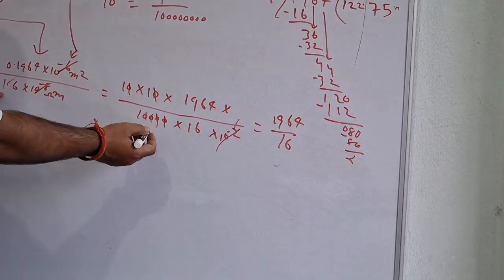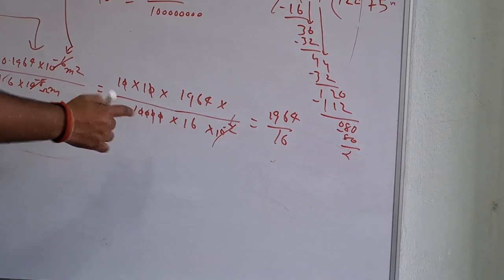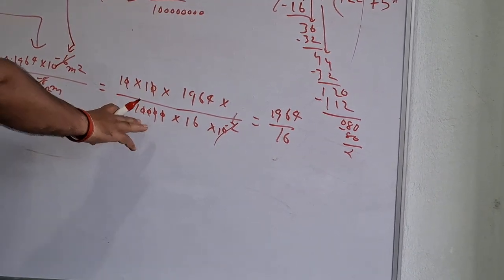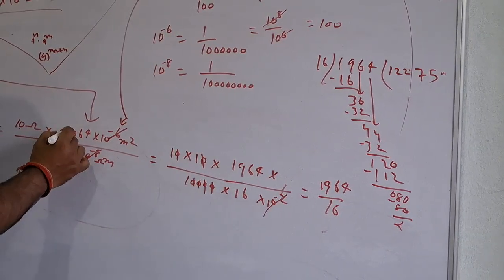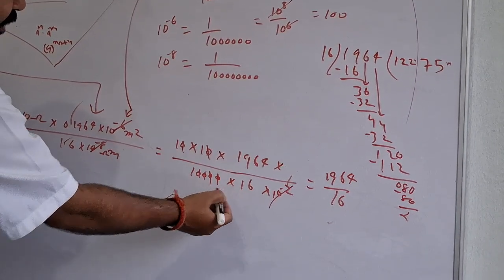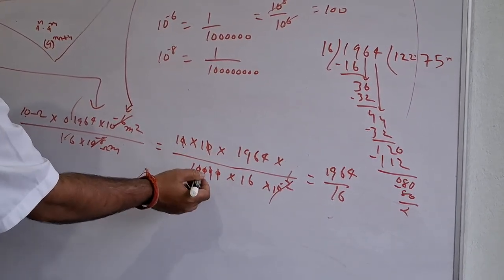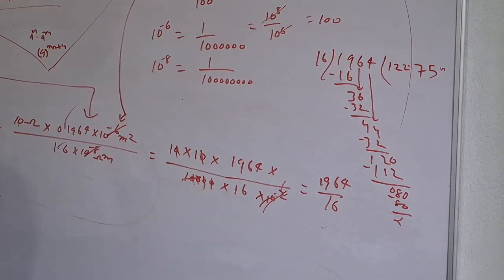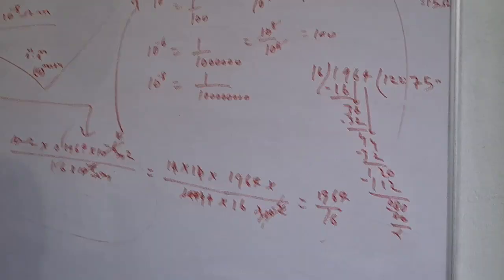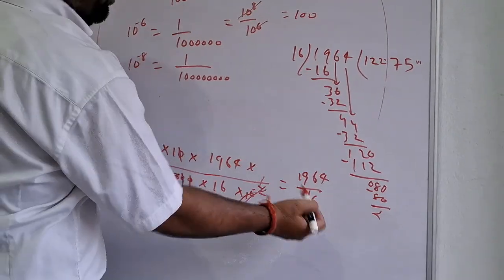From where did this 1000 come? 1000 came from the value with the decimal; if you remove this decimal, you will get 1000. So 2 zeros cancel, and these 2 zeros which were left here, we have just divided by this, the power is minus 2. Okay, so 1964 divided by 16.